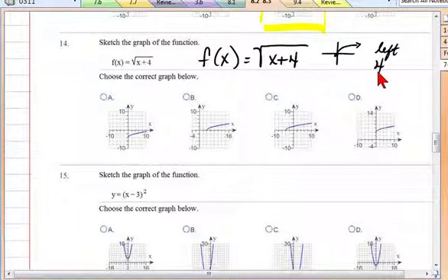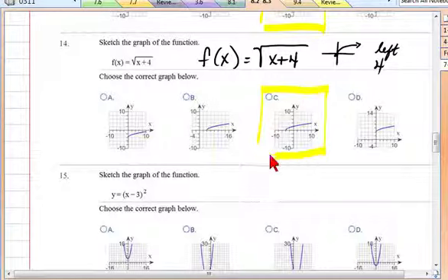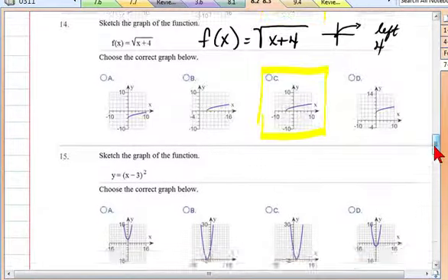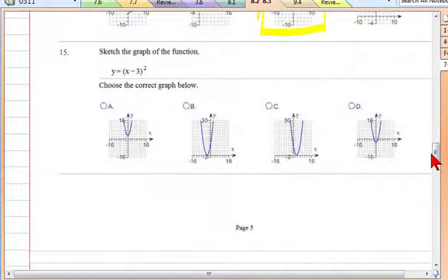Which of these little branches has been shifted to the left 4? It looks like choice C. Even though there are a lot more, let's do one more, and then I want to talk about that squiggle, that wiggly one that's not represented in MyMathLab.